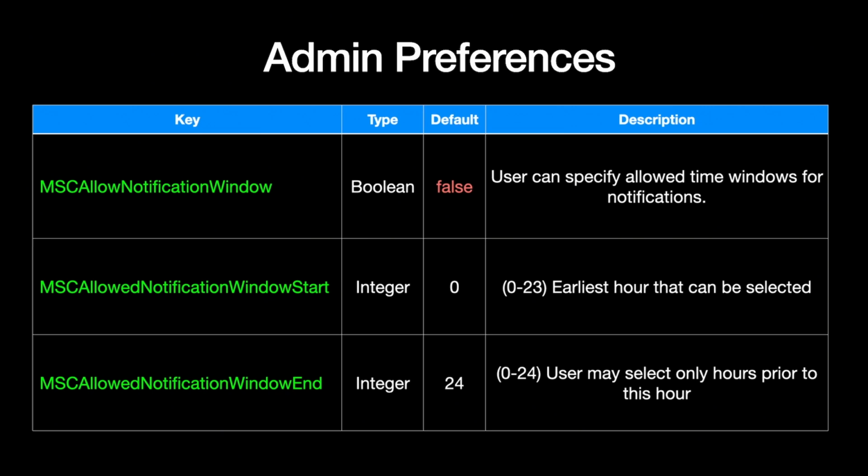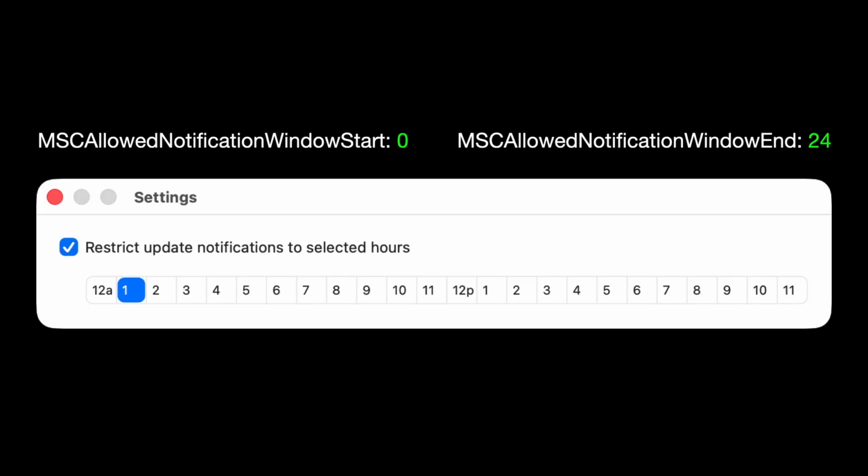The first one is just whether the feature is turned on or not. The second two control what is displayed in that preferences window. So by default, if you do nothing, all 24 hours of the day are displayed. And people can pick anything in there. So of course, your nefarious users are going to pick 1 a.m. when they and their machine are asleep. And effectively, they will never get notified. Woo! They win.